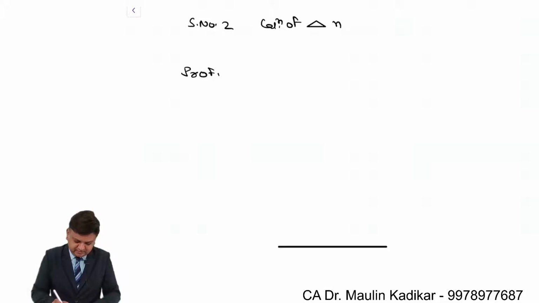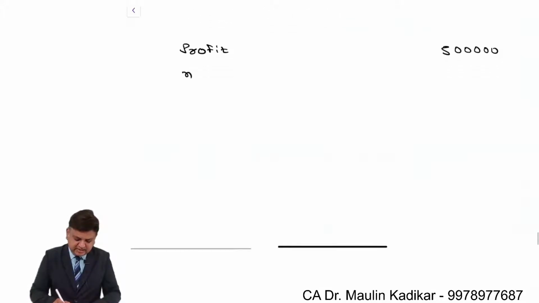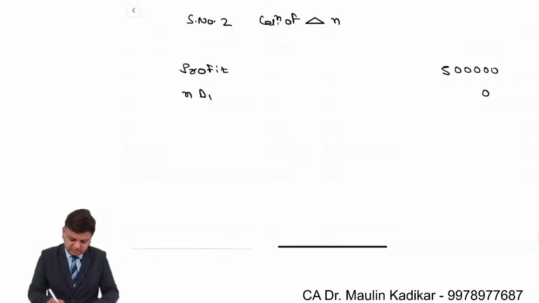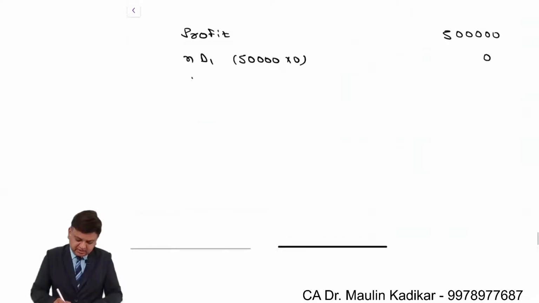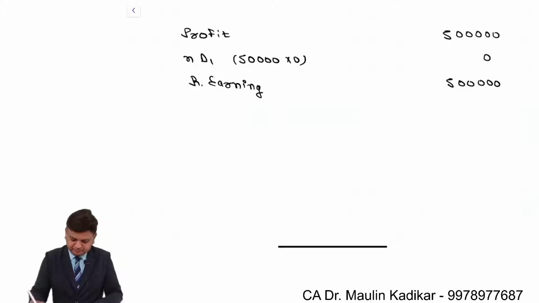Profit of the company is 5 lakhs. The ND1 is 0. Why? Because no dividend is paid. 50,000 shares into 0. Retained earning is an amount of 5 lakhs, that is 5 lakhs minus 0.